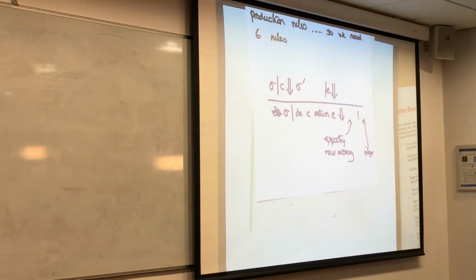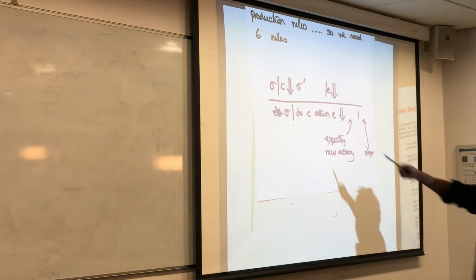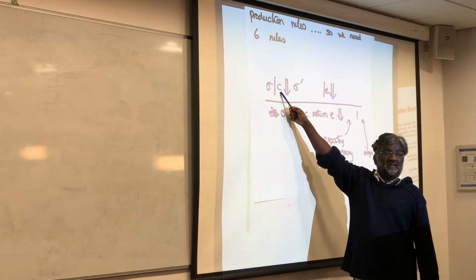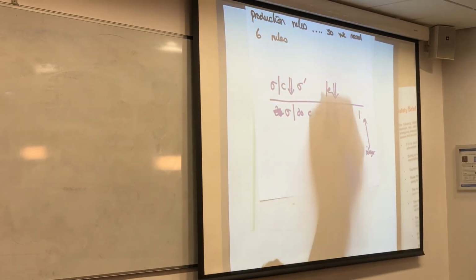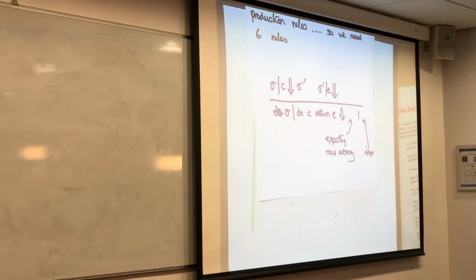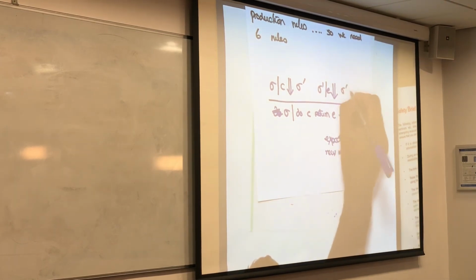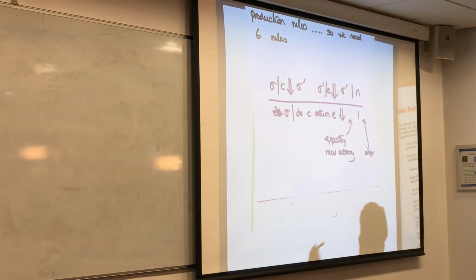Okay, so what is the actual change in memory? Your turn? Sigma prime. Yeah. Sigma prime was the memory that we got when we evaluated C in the original memory. Okay, so that's good. So we evaluate C, we get a new memory, and we use the new memory to evaluate E. What else happens? The evaluated one would be sigma prime and then a number.